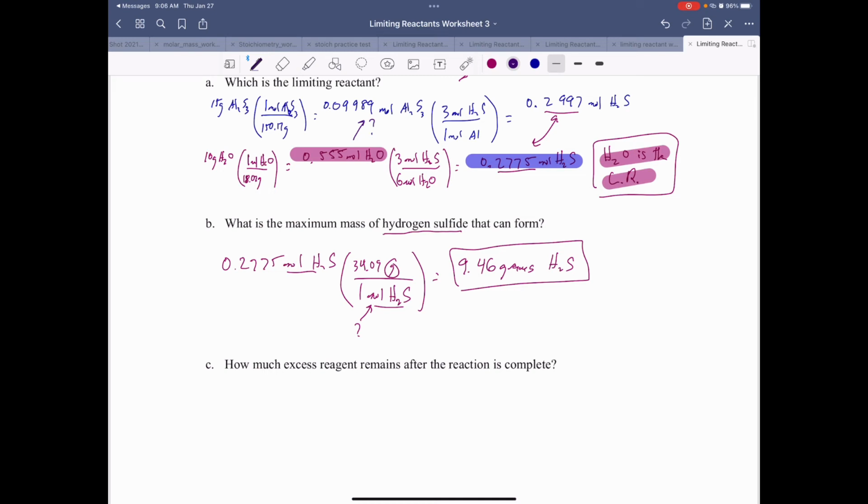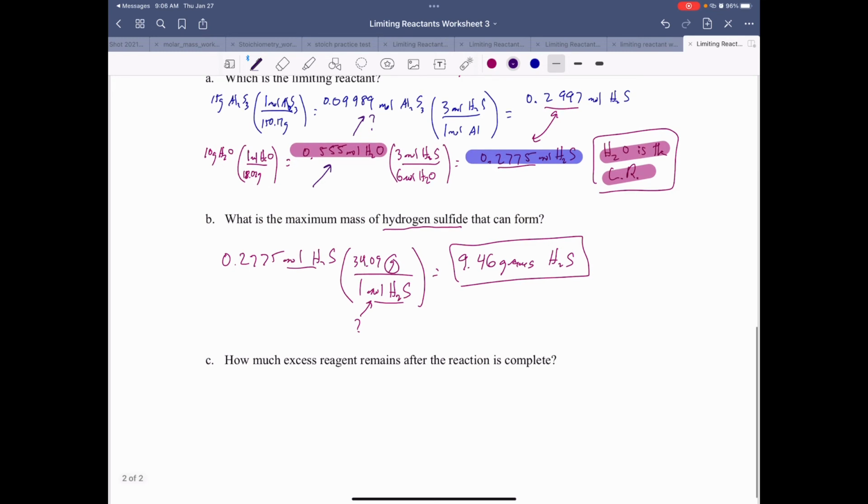So the best way to do this, again, is to take a look at your limiting reactant and figure out how much of the limiting reactant you use, which is all of it, by the way, of course, and then do the molar ratio to figure out how much of the other stuff you use. So let's just do it. So this is going to be 0.555 moles of water totally used up.